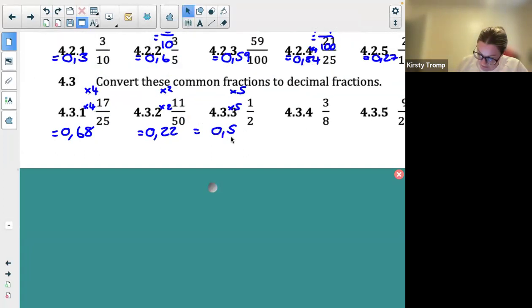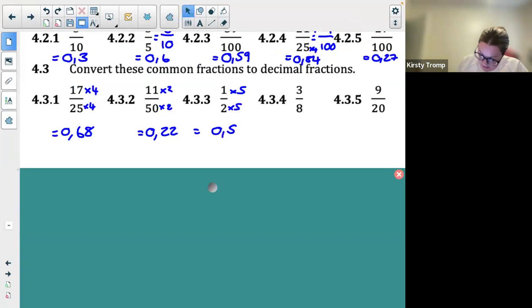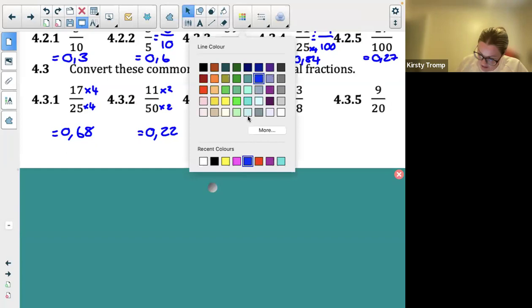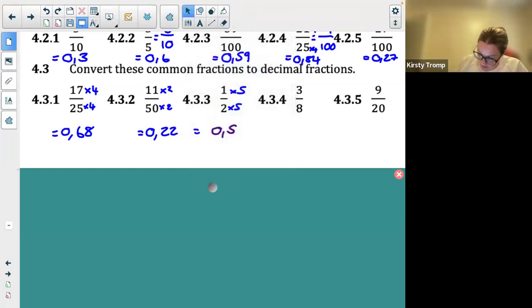Whoopsie daisy, guys. Just going to put them in a different color for you so that you can see the difference between all of them.